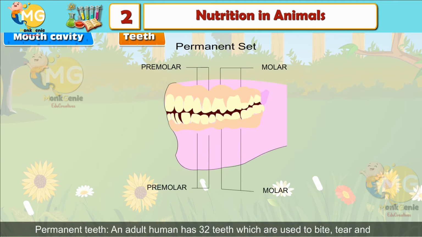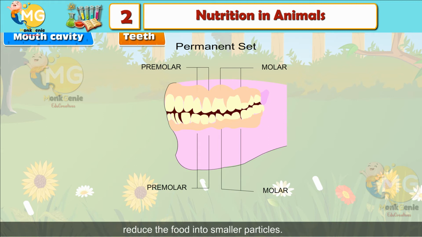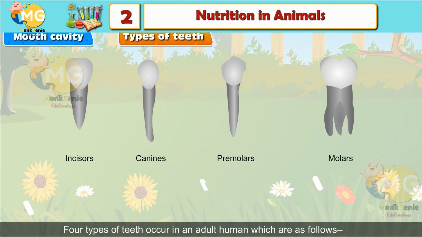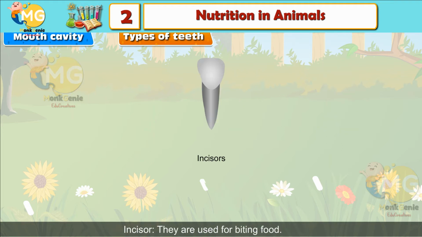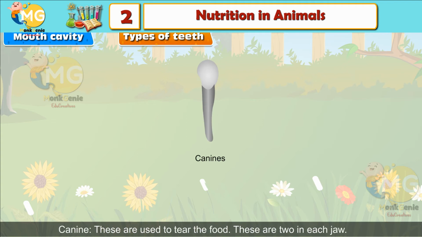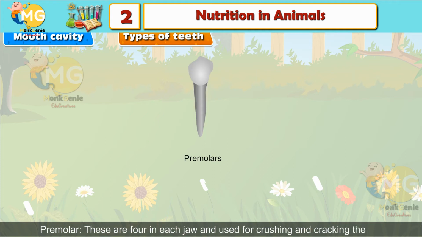Permanent teeth. An adult human has 32 teeth, which are used to bite, tear, and reduce the food into smaller particles. Types of teeth. 4 types of teeth occur in an adult human, which are as follows. Incisor. They are used for biting food. These are 4 in each jaw and flat in shape. Canine. These are used to tear the food. These are 2 in each jaw.